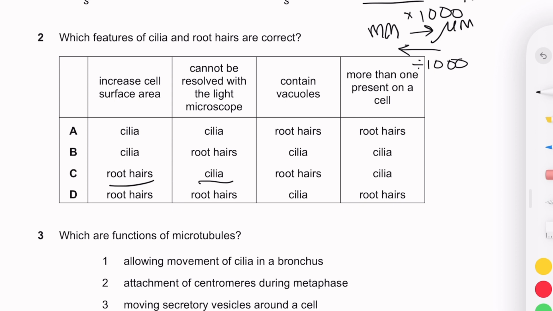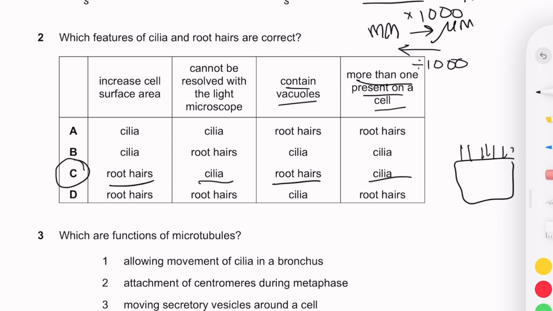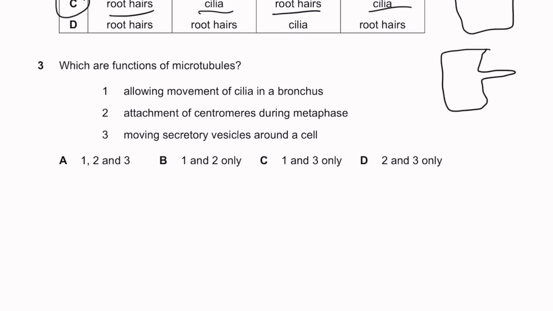And contains vacuoles. What contains vacuoles? Most definitely root hair cells. And more than one present in a cell, cilia. Basically, remember that this is, for example, a ciliated epithelial cell that has multiple cilia, but if we look at the root hair cell, it only has this one root hair.